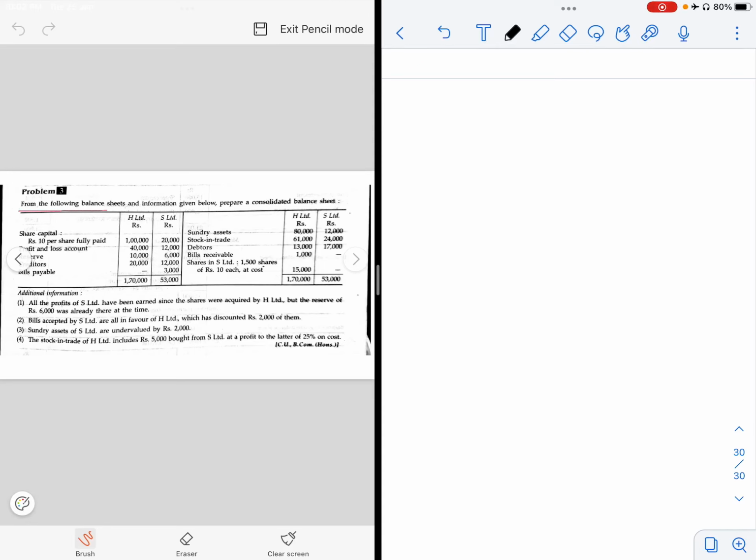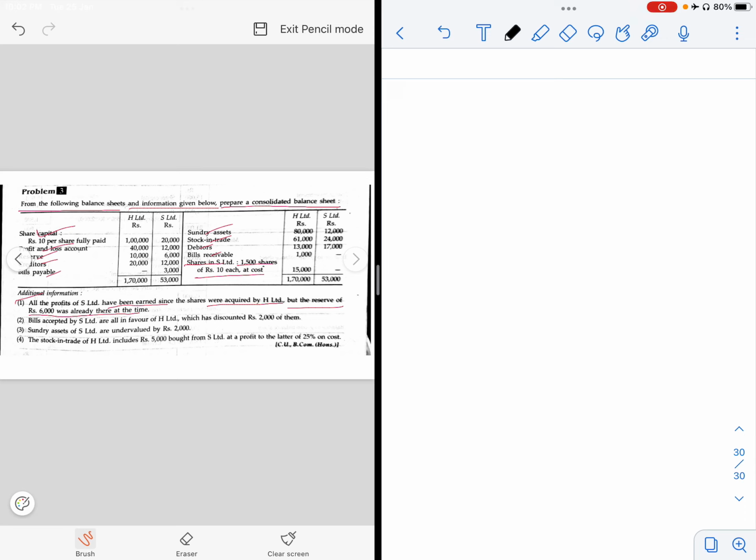From the following balance sheets and information given below, prepare a consolidated balance sheet. Liabilities: share capital, profit and loss account, reserve, creditors, bills payable. Asset side: sundry assets, stock in trade, debtors, bills receivable, shares in S Limited, 1,500 shares of rupees 10 each. Additional information: all the profits of S Limited have been earned since the shares were acquired by H Limited, but the reserve of rupees 6,000 was already there at the time.